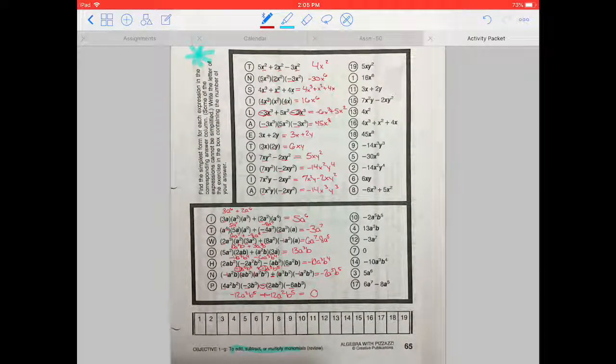All right, 4x squared is 13. 13 is T. Negative 30x is 5. 5 is N. 3, 4, 16 is S. 16. 1 is I. Negative 6. 8 is L. 45. 18 is A. 11 is E. 6XY. 6 is T. 5XY squared. 19 is Y.